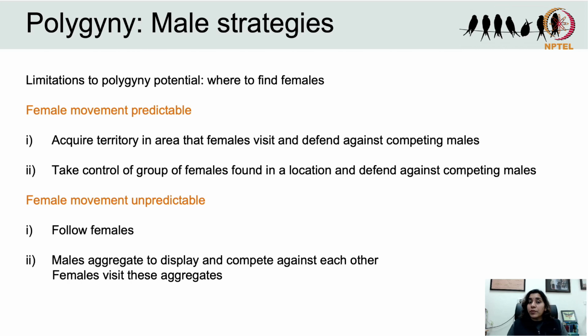Now, if female movement is not predictable, then what does the male do? The male can simply follow the females instead of waiting for them to arrive, or the males can gather and display in a certain location and wait for females to visit. Now let us take a look at each of these different strategies in birds using some examples.